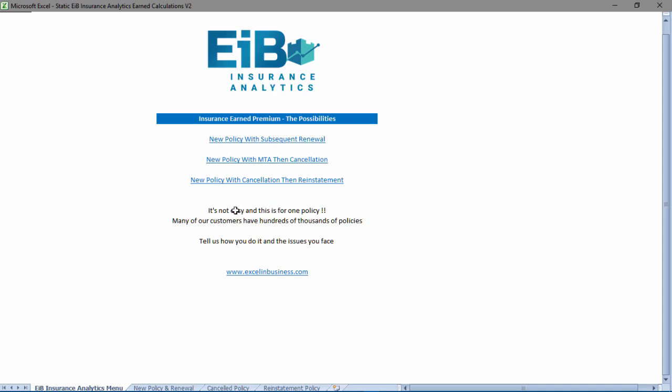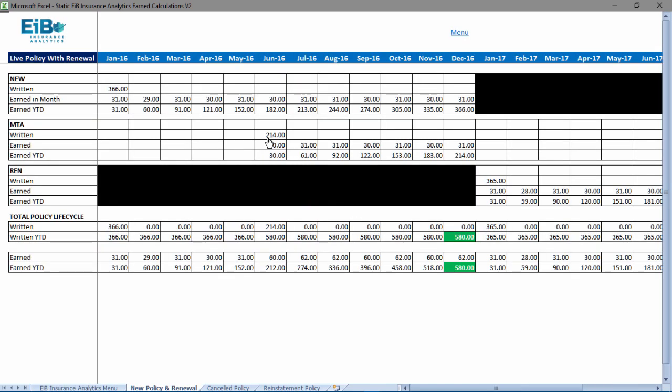Now, bearing in mind, this is not easy with one policy, and most of our customers tend to have hundreds of thousands of policies, so it's important we handle this in an efficient way. If I quickly look at a simple example here with a new policy, to keep the maths really simple, I've taken a policy that nicely incepts on the 1st of January 2016, lasting for 12 months with an underwriting calendar from Jan 16 to December 16.